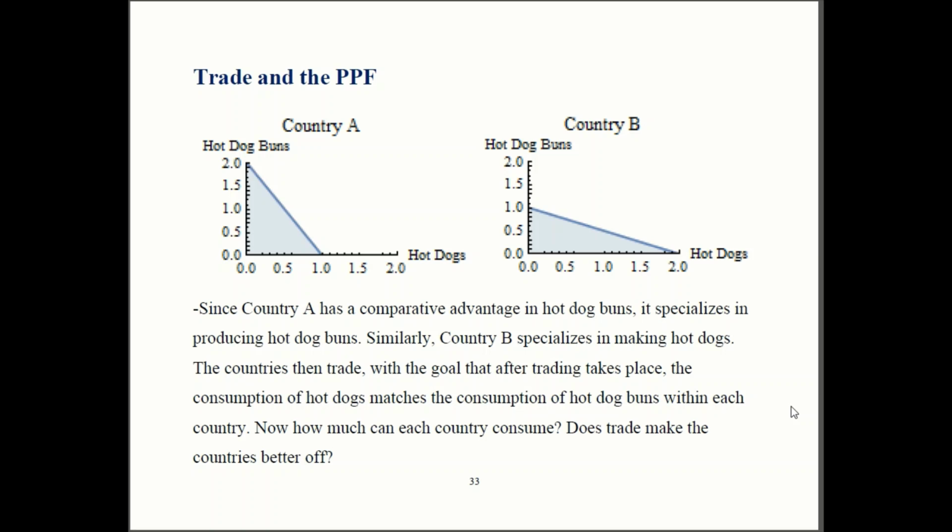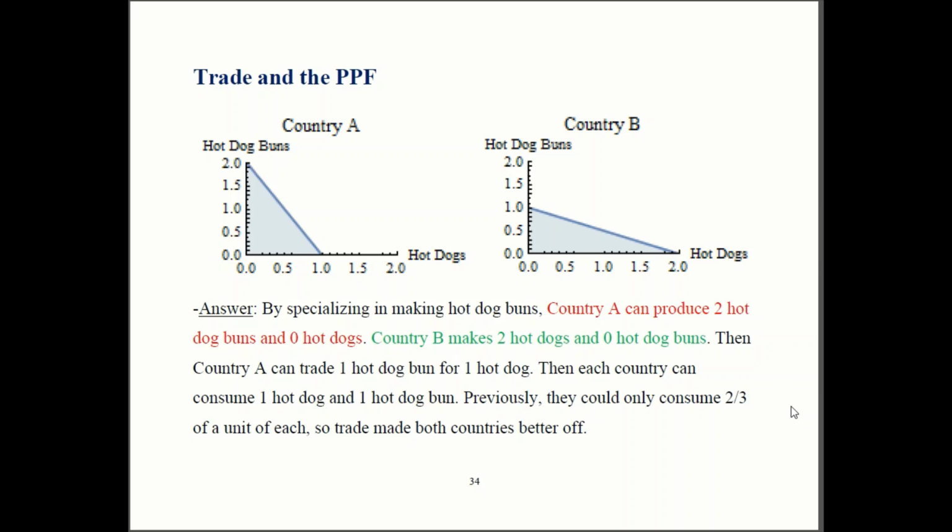So it turns out that if you allow trade, now each country can consume a full hot dog and a full hot dog bun. Here's how that happens. Country A has the comparative advantage in hot dog buns, so they're going to focus on that. They're going to make 2 hot dog buns and 0 hot dogs. Country B is going to specialize in hot dogs, so they're going to make 2 hot dogs and 0 buns. Country A has 2 buns but no hot dogs, so they're going to trade that extra bun for country B's extra hot dog. After that happens, each one has 1 hot dog and 1 bun.